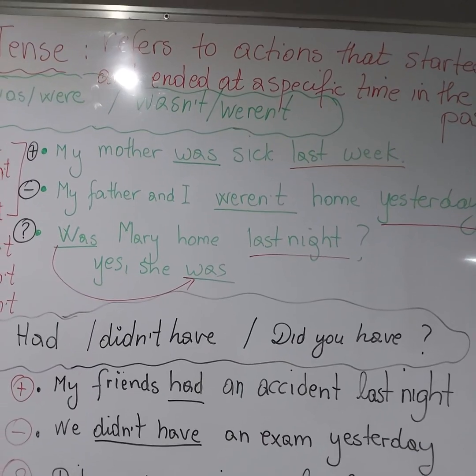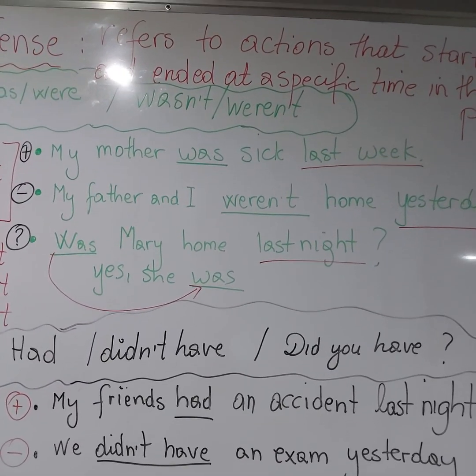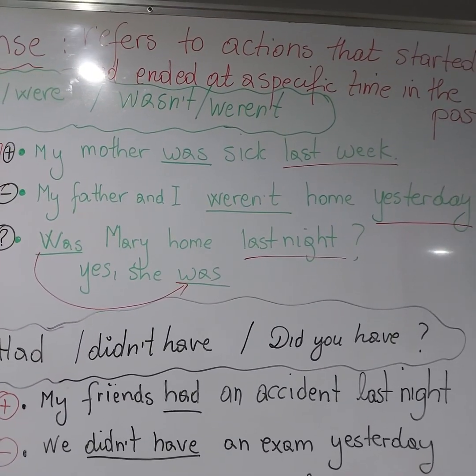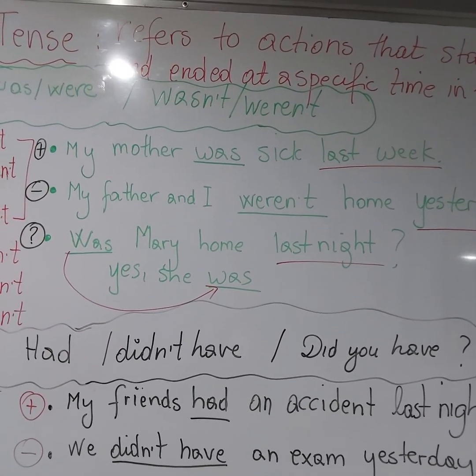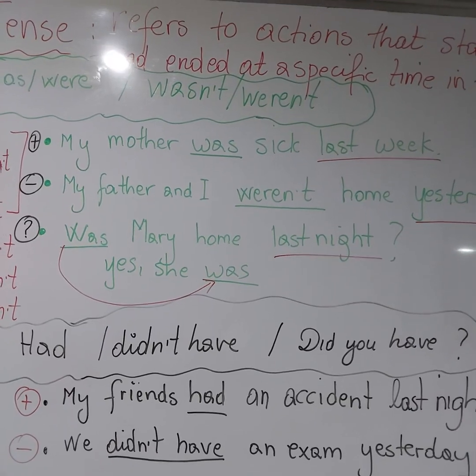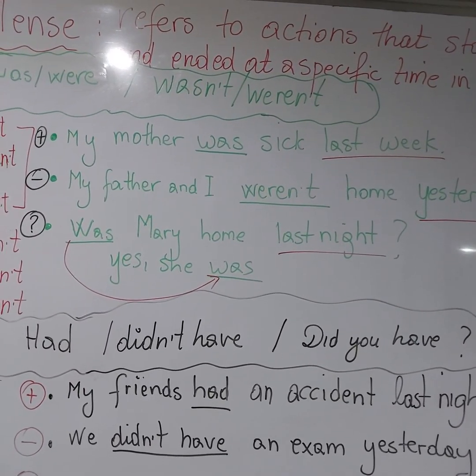We weren't because it's the negative form. If it was positive, then it would be we were home yesterday. Let's see the question. How can you make a question in the past tense using the verb be? The past form of be is was or were.